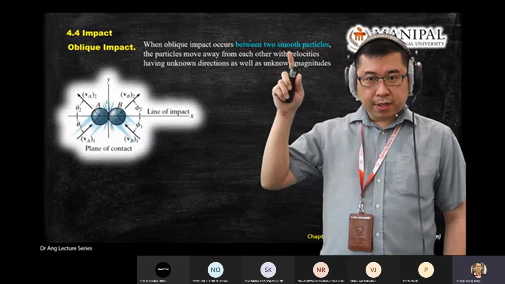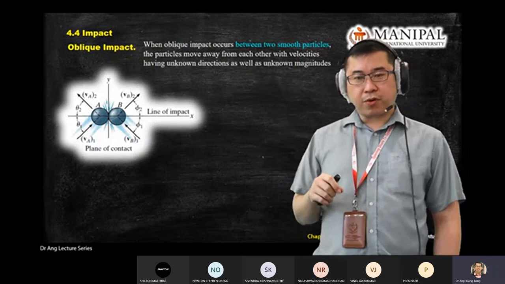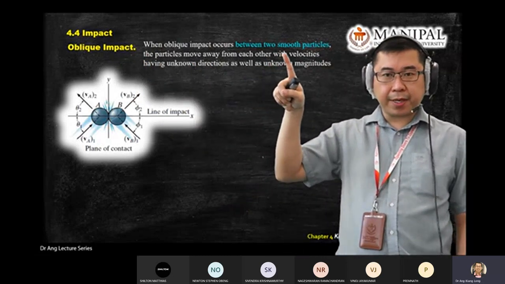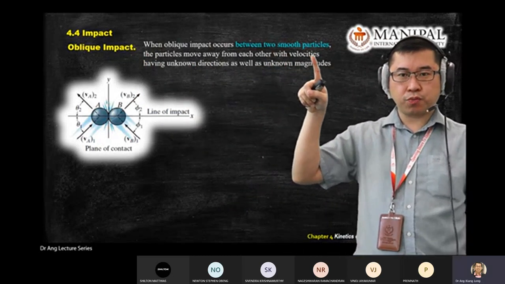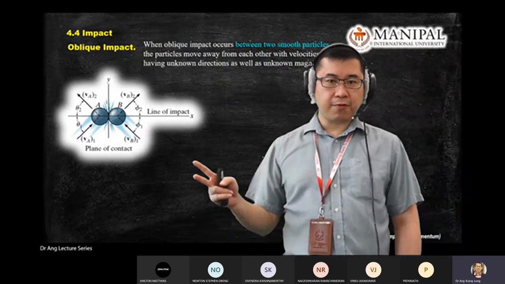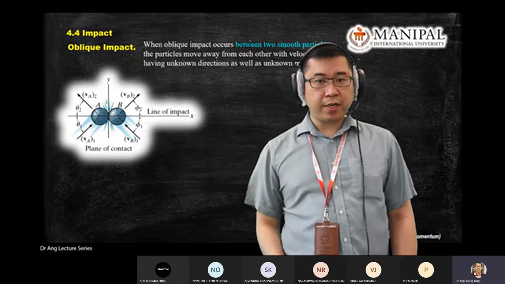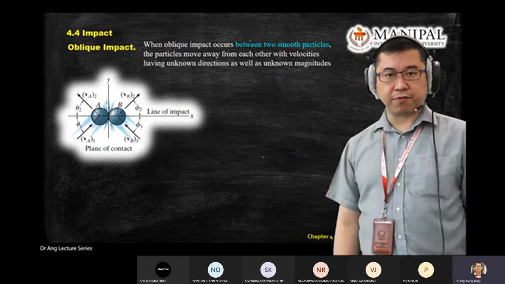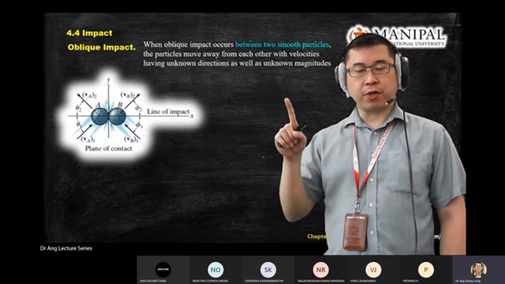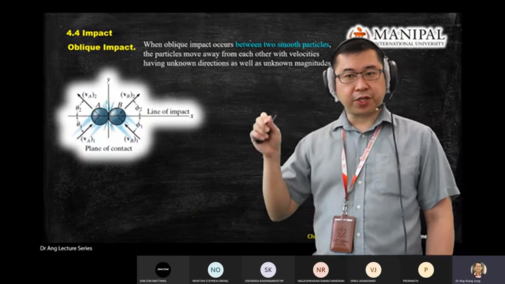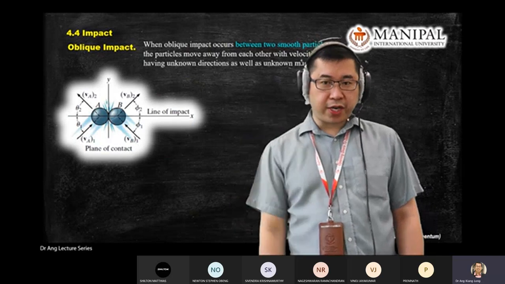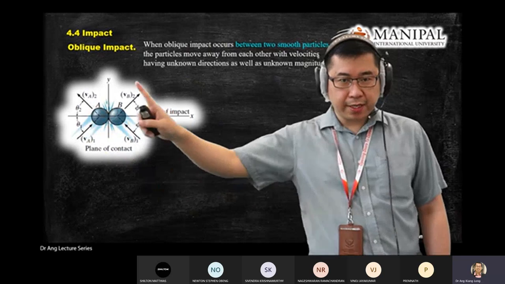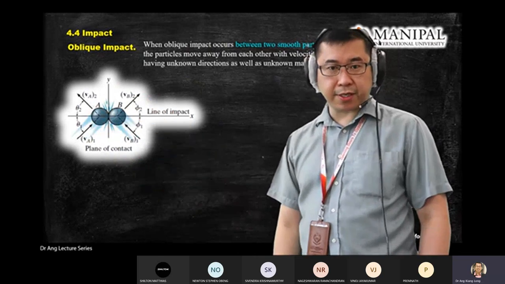And take a short note in your tutorial handout there. For oblique impact, we assume they happen between two smooth particles. For oblique impact over here, we assume the two bodies have smooth surfaces, so that we don't need to consider friction effect and loss of energy.